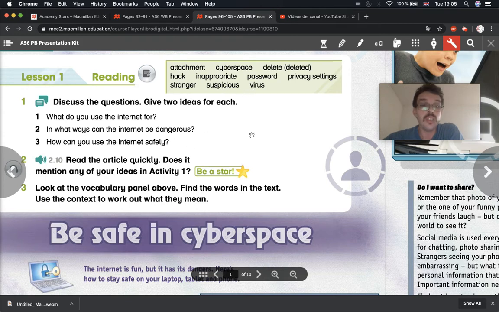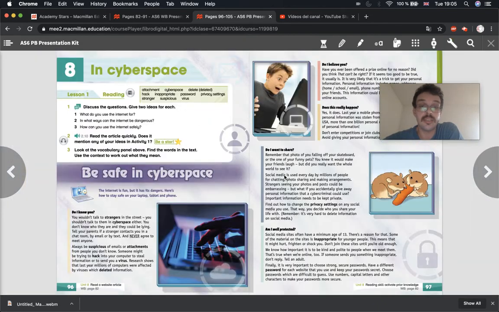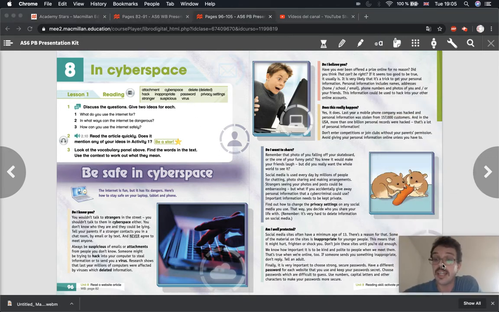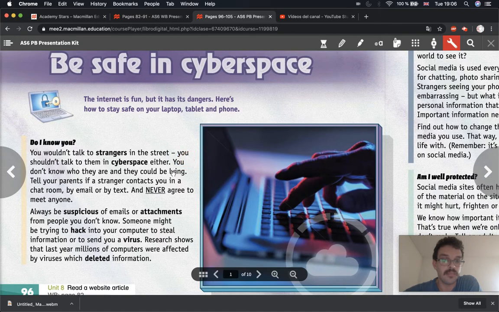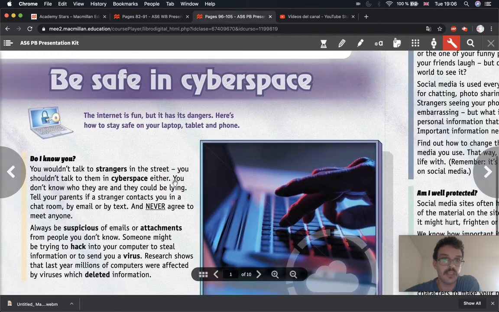So the first thing we're going to do is look in the text and find these words. They are already highlighted, but we have to find them and highlight them again. Can you see here? I'll highlight them.